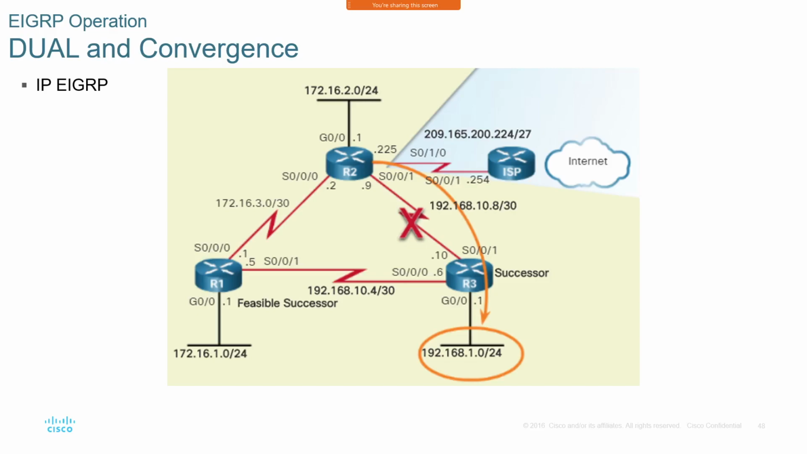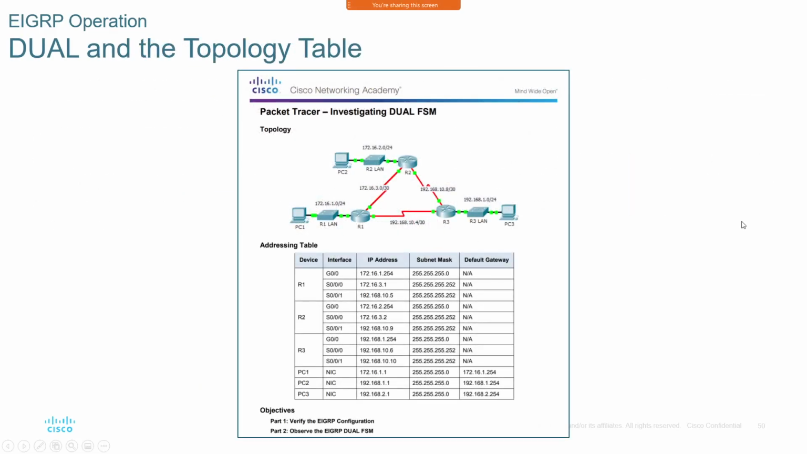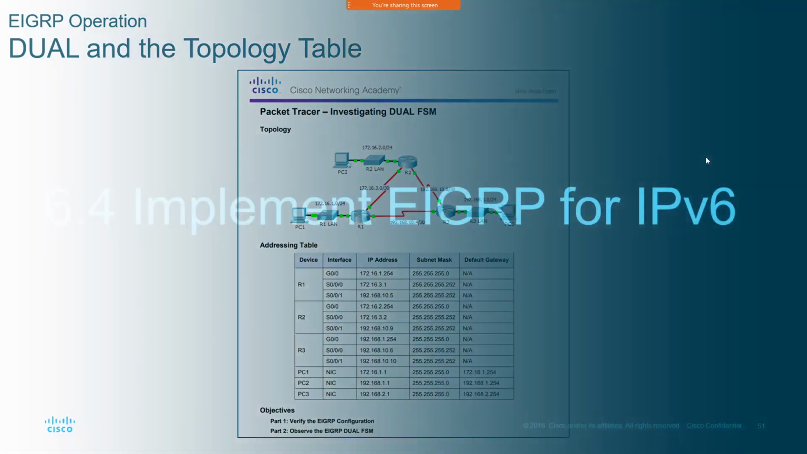In IP EIGRP, as we already discussed, this would be the best path chosen in this circumstance here. However, if this link goes down, because we have a feasible successor, we will still be able to send traffic to this destination network. Okay, we already discussed this. There is a Packet Tracer activity for you to do once again. It's about the DUAL finite state machine.